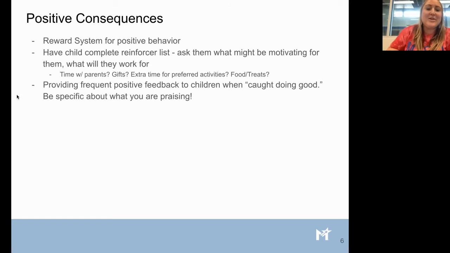No problem. So some things you can do to help with positive consequences is providing a reward system for positive behavior. We want to give the child something that they've worked towards for exhibiting appropriate behavior. So instead of always saying, don't do that, that's not what you need to do, you need to do something different, anytime you catch your child doing something positive or that you want them to do, give them a reward, even if it's minimal.